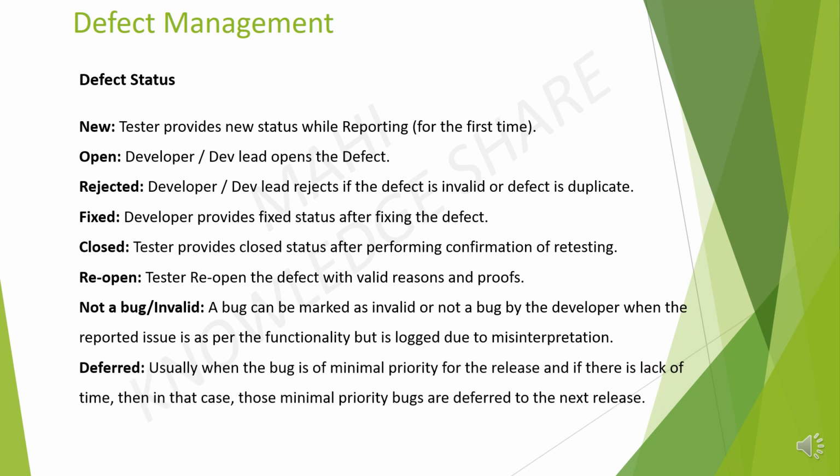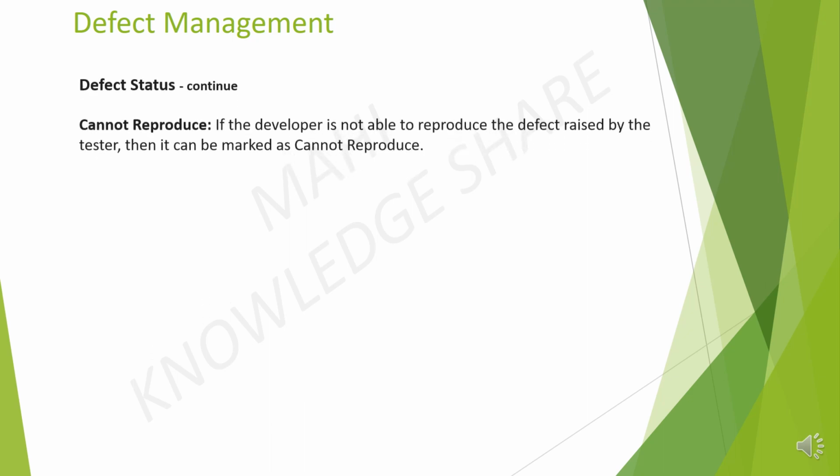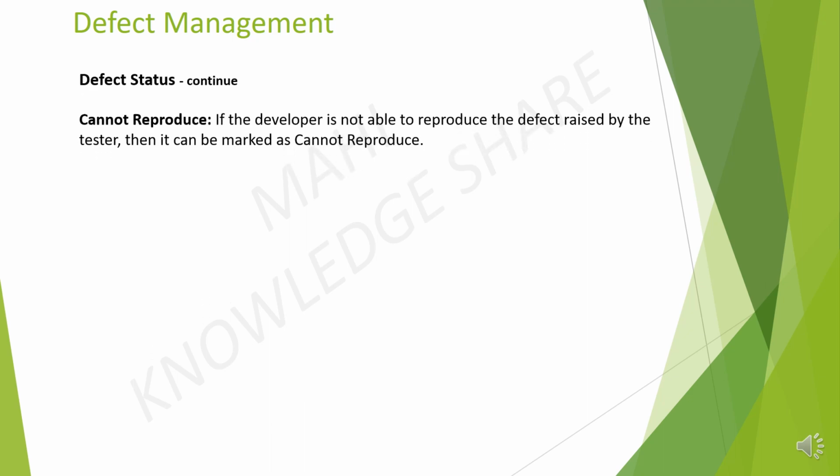Then deferred. Deferred status is usually given when the bug is of minimal priority for the release, and if there is a lack of time, in that case those minimal priority bugs are deferred to the next release. Then cannot reproduce. If the developer is not able to reproduce the defect raised by the tester, then it can be marked as cannot reproduce.